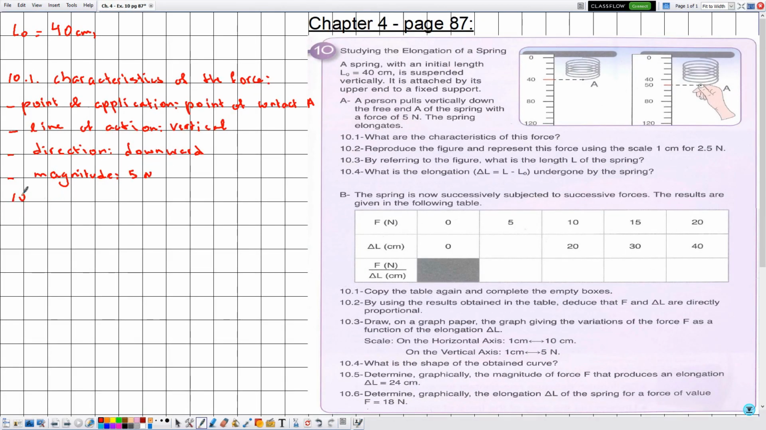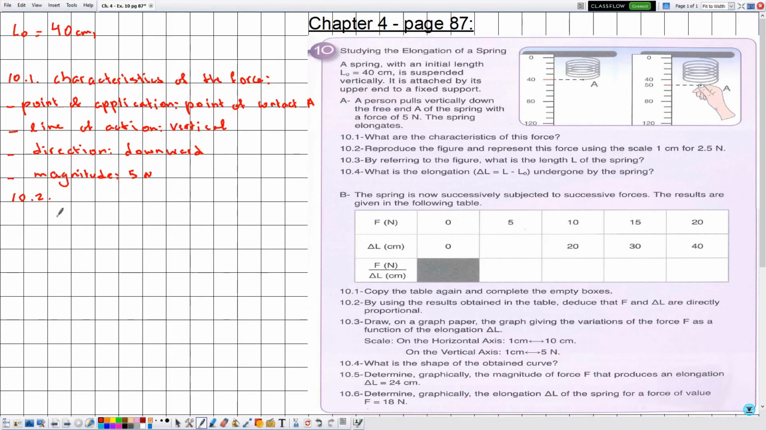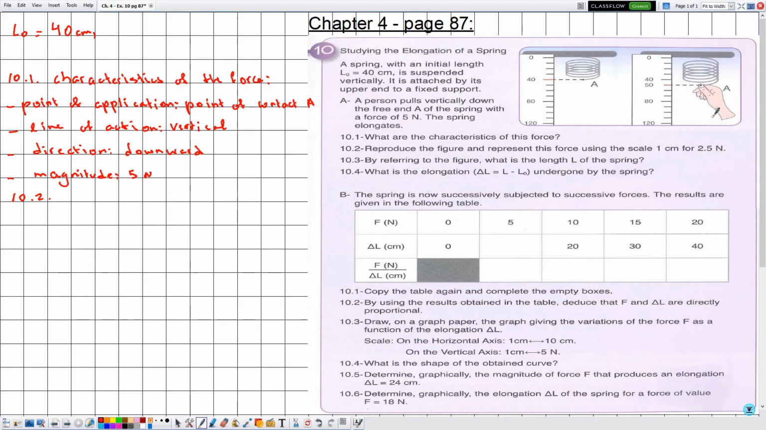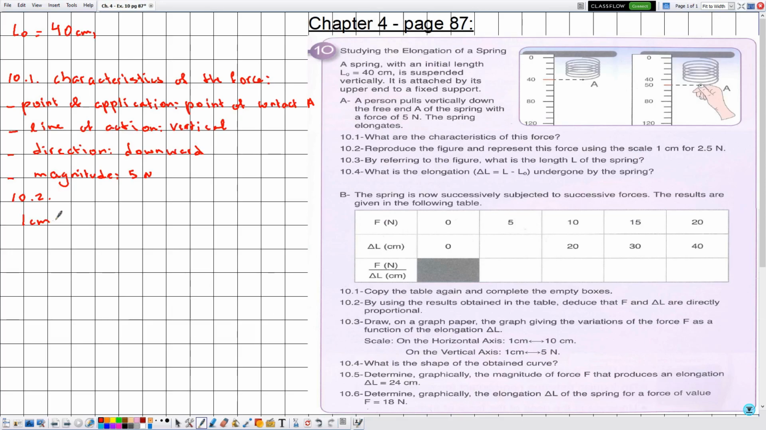Now in 10.2 they are telling me to reproduce the figure and represent this force using the scale 1 centimeter for 2.5 newtons. And by represent, it means that we need to draw this force, the force due to the hand of this person exerted on the spring. In order to represent this force, we need to know the length of this force, knowing that its magnitude is 5 newtons. Our rulers are graduated in centimeters and not newtons, therefore there must be an equivalence between centimeters and newtons, and this is given by the scale. Then each 1 centimeter corresponds to 2.5 newtons.